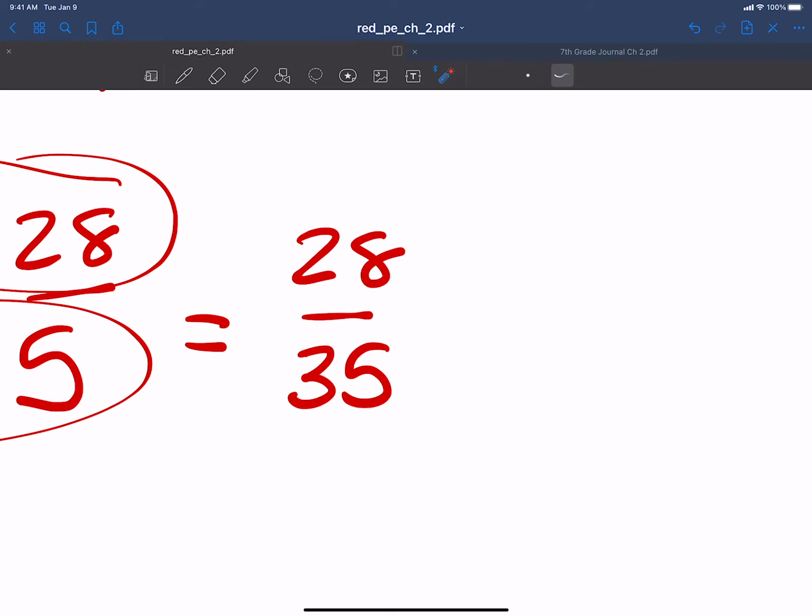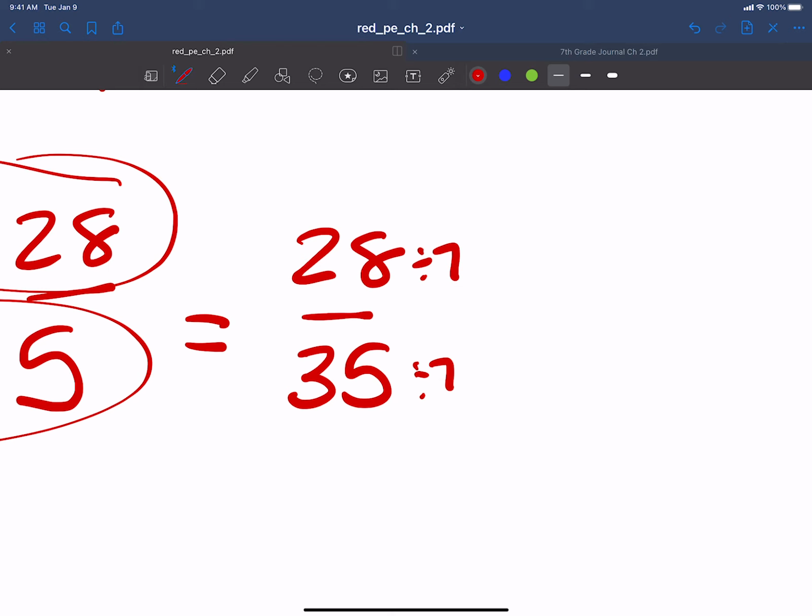But hold on. What times 5 is 35? 7. 5 times 7 is 35. What times 7 is 28? 4. So what do they have in common? A 7. Oh my goodness, that could have been a train wreck. So divide by 7. Divide by 7.